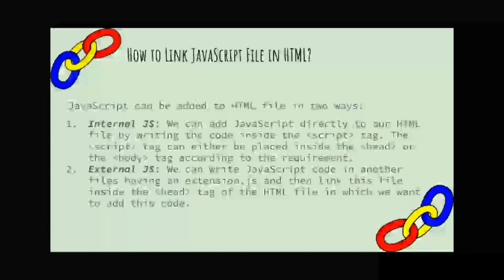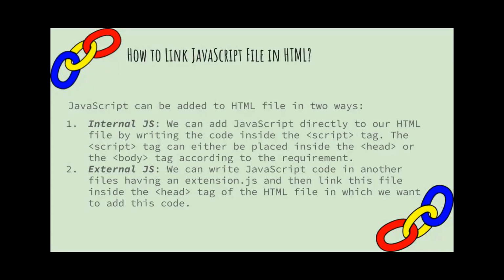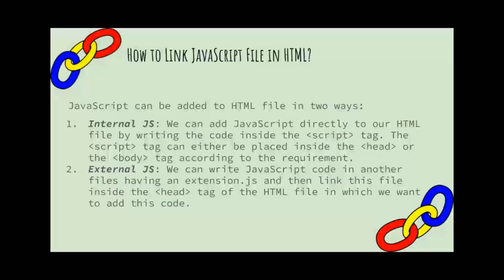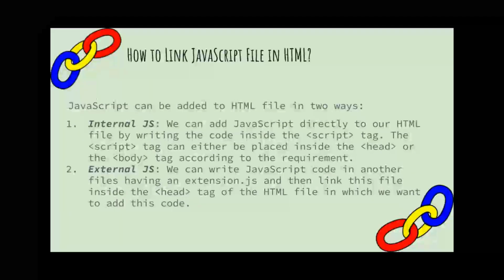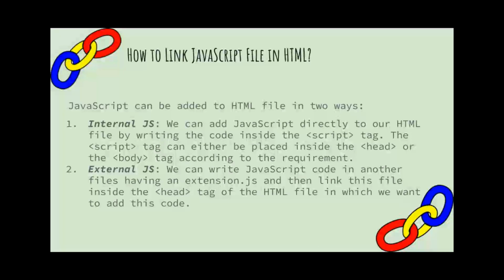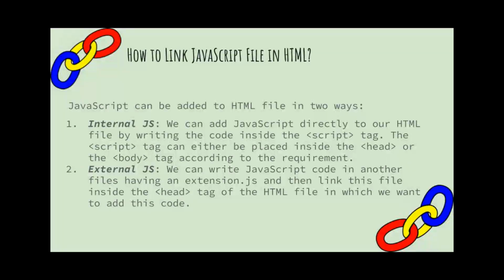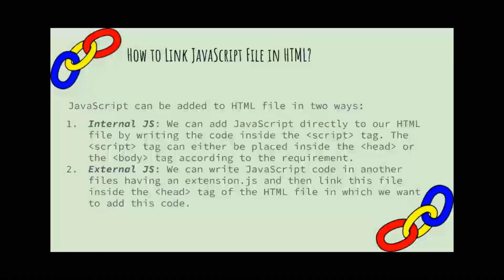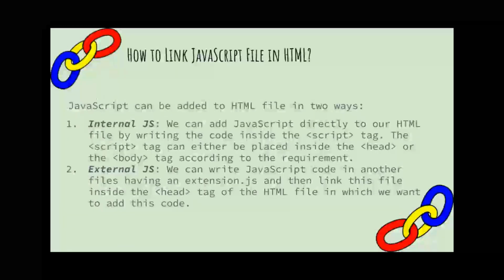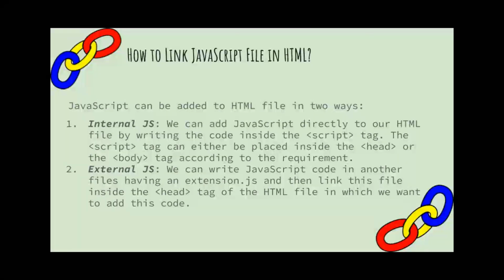Now the question arises: how to link JavaScript in the HTML code. There are two ways to link JavaScript. First, internal JavaScript, where we write the code in a script tag, and we can place that script tag inside the head tag or the body tag. It is recommended to place the script tag at the bottom of the body tag.